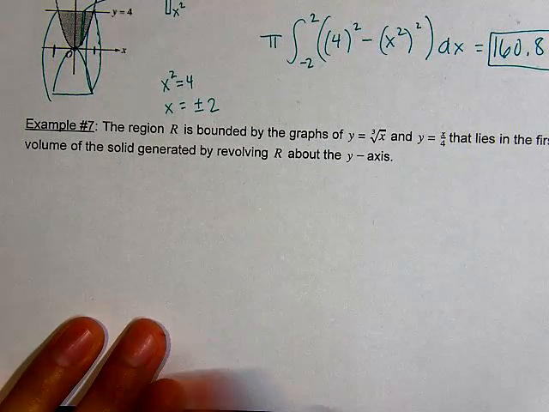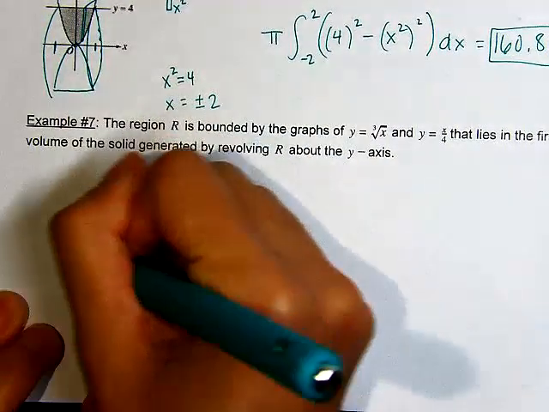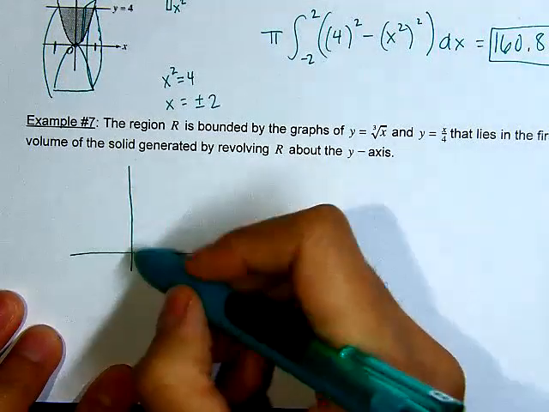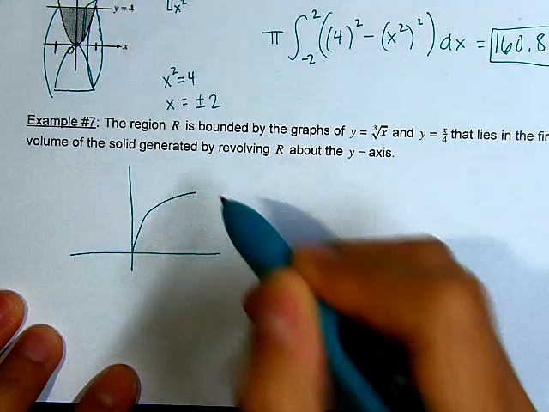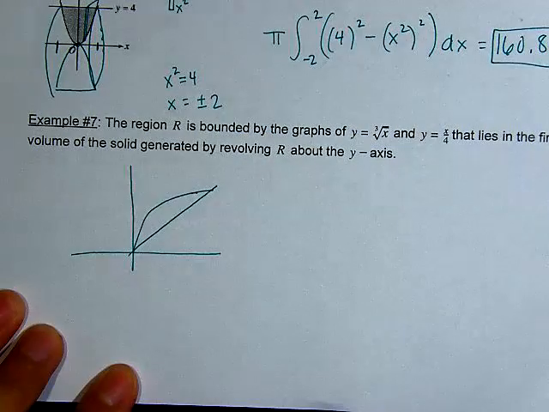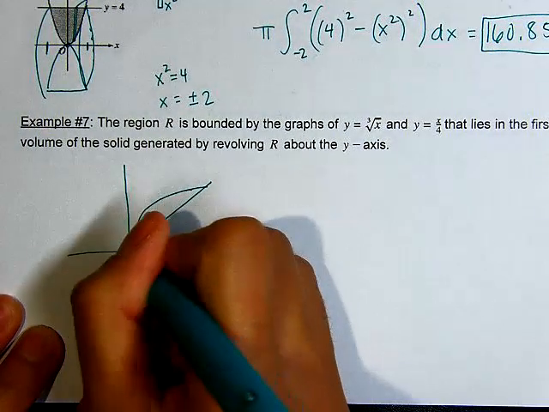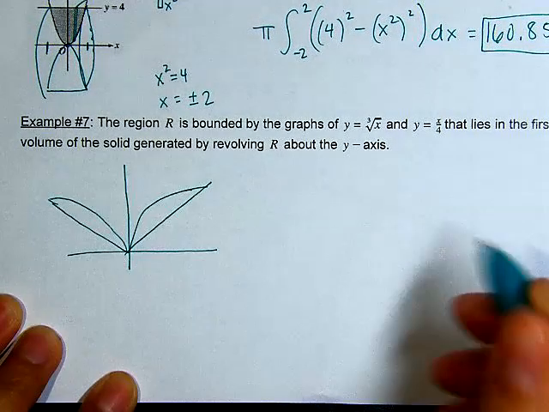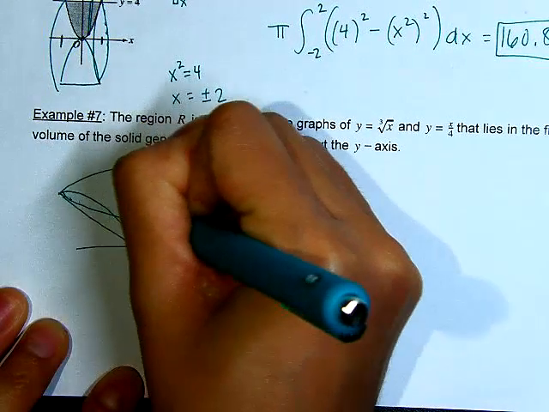Alright, so again we have another region that needs to be revolved around the y-axis. So cube root of x kind of looks like a square root, however it grows a little bit slower. x over 4 is a line. And you notice it says specifically that it lies in the first quadrant. So we need to rotate it about the x-axis. So it looks something like this when you rotate it.